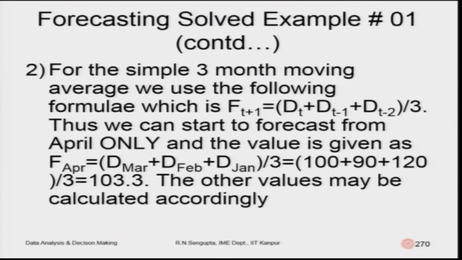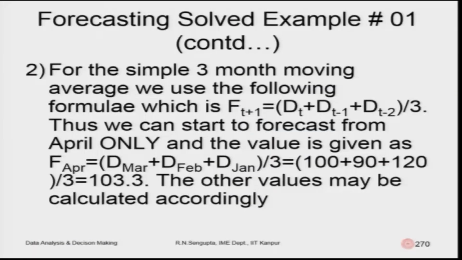Next one, for the simple 3-month moving average, we are using the simple formula: we add them up and divide by 3. Now, if you remember, we are putting the weights as 1/3. So, if you are trying to find the forecast for t plus 1, then I am utilizing the demand for t, t minus 1, and t minus 2, and the weights I am going to give, equal weightages, would be 1/3, 1/3, 1/3, which is 33.33%, and the sum is 1. Thus, we can start forecasting only from April, because April will use the months of January, February, March, and I have written it in this way.